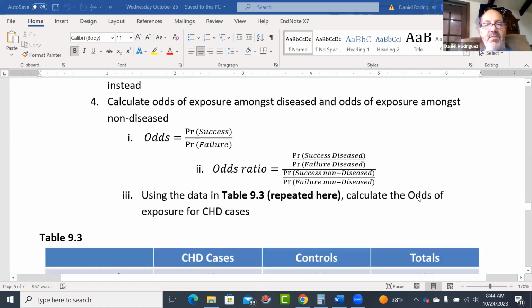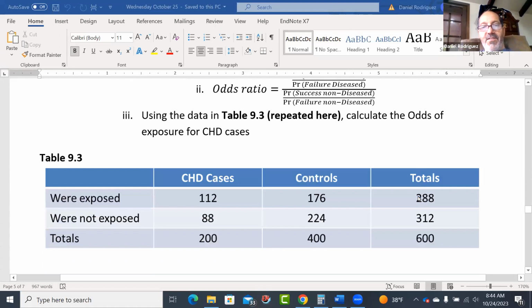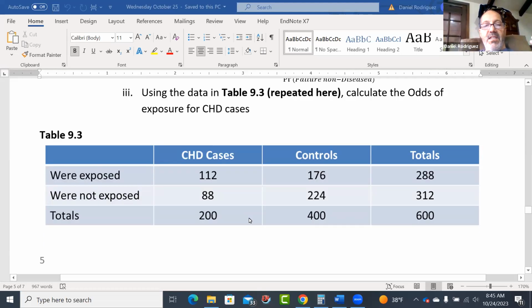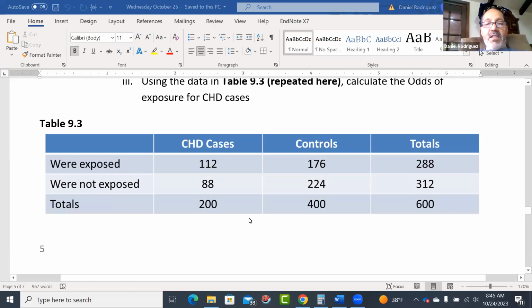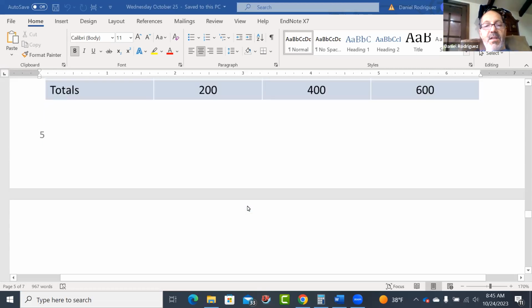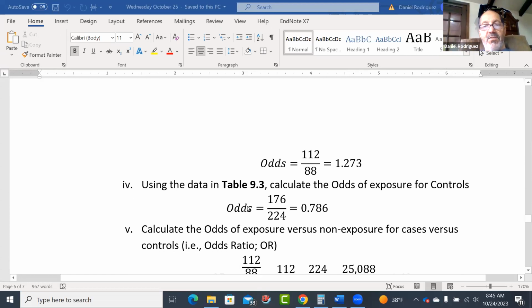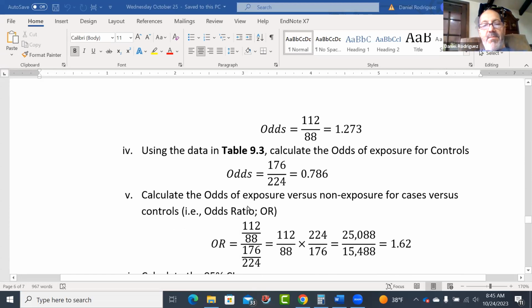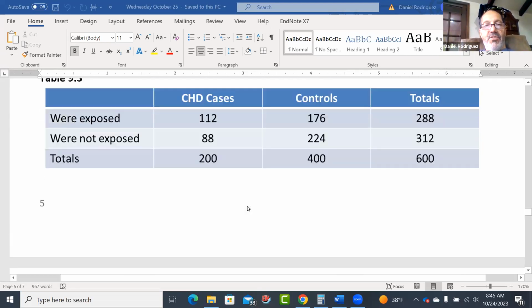Okay, so that shouldn't be anything really horrifically difficult to calculate. So actually, I think we're using the same example here, except now we're looking at odds of exposure among cases, CHD cases. So we have these CHD cases and we have controls, and we want to see the odds of being exposed to a certain risk factor. So we just need to calculate the odds of exposure among each group. Now, odds relate to probabilities. So in this case, I am not going to use probabilities. I'm just going to use the raw data here.